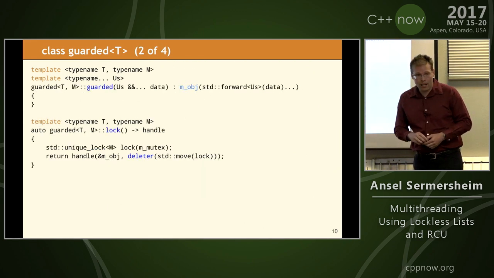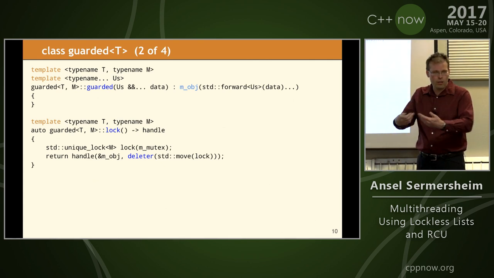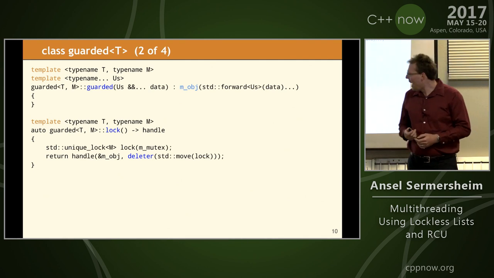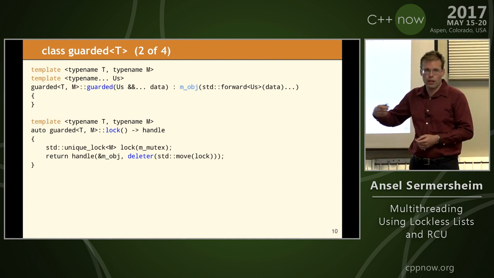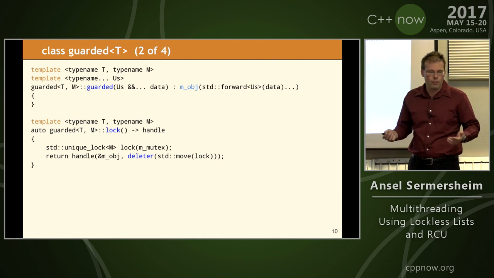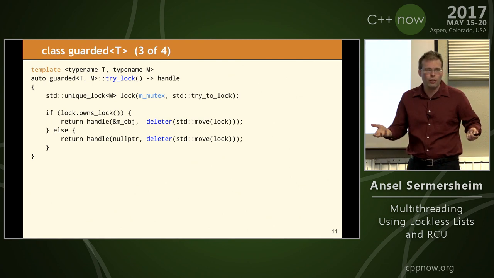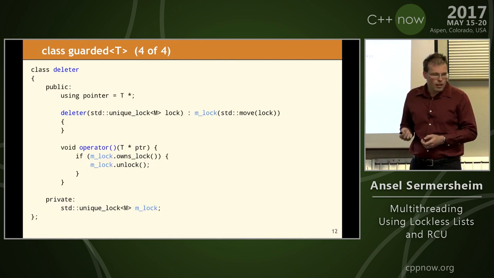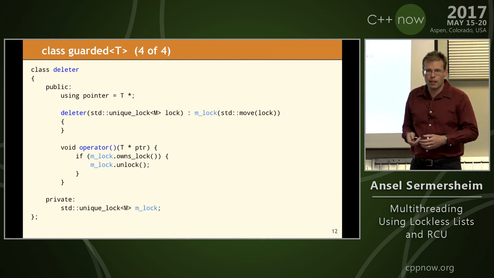The implementation of this is actually fairly straightforward. The guarded constructor just forwards all of its arguments onto the internal data. And the lock method simply locks the mutex and then returns a handle referring to the guarded object, with the deleter set up appropriately so that when this handle goes out of scope, the object is unlocked. The try lock is essentially the same, extended to the possibility that it might fail, so in that case we return a null unique pointer. And the deleter is simply a class that checks if this lock is currently owned. If it is, let's unlock it.